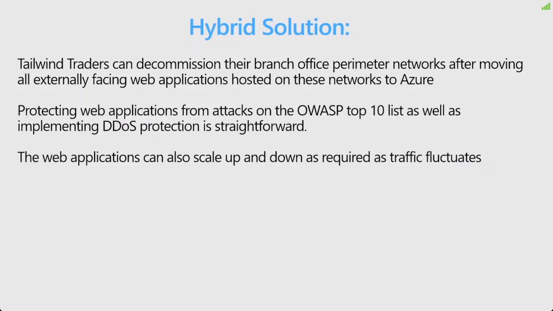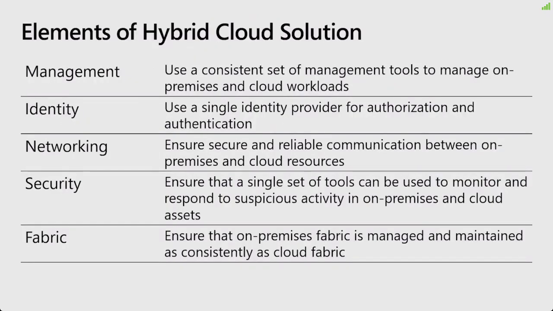So let's talk about the elements of a hybrid cloud solution. Your hybrid cloud solution needs to have management, identity, networking, security, and fabric when you think about it. So from the management perspective, make sure you've got a consistent set of management tools to manage on-prem and cloud workloads. Now, when we're talking about Windows Server heterogeneous networks, that is, you might have some Linux there, you'll have already figured out a way to manage your Windows Server and your Linux workloads on-prem. What you don't want to have to do is pick up a third set of tools to manage your workloads in the cloud. What you want to do is use the same set of tools to manage your workloads on-prem and in the cloud.